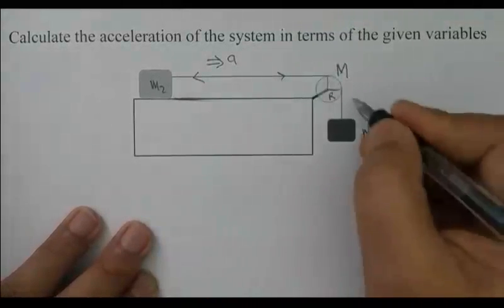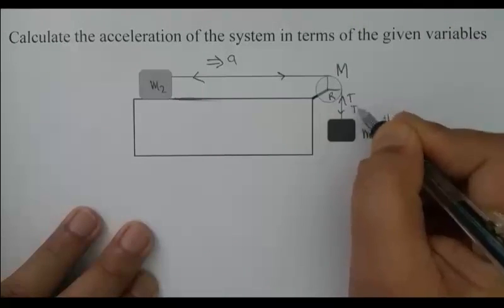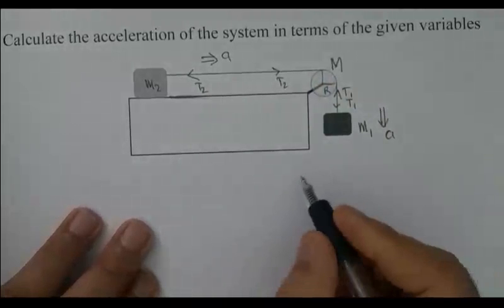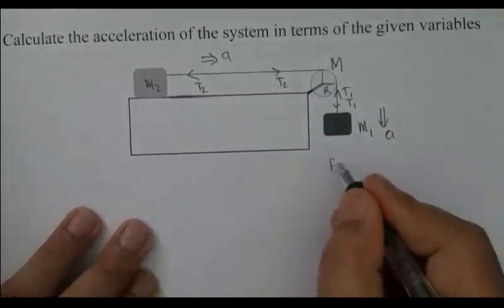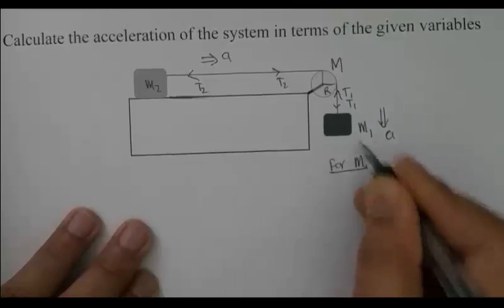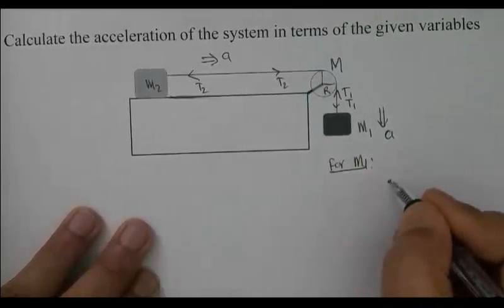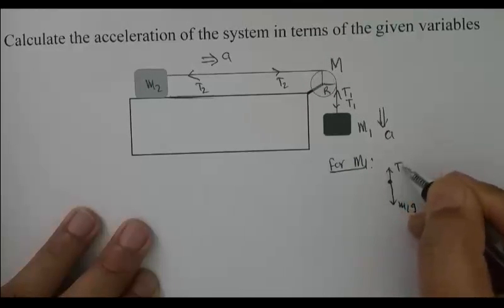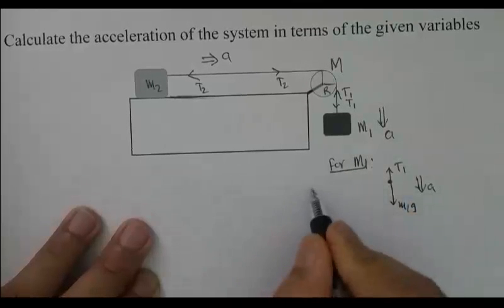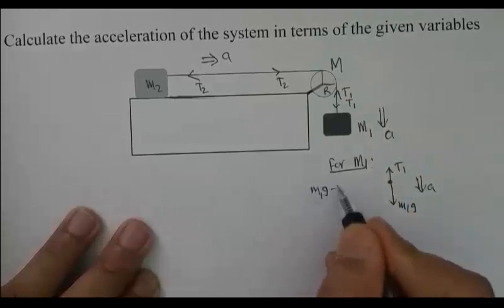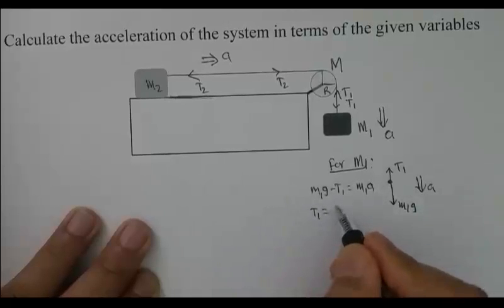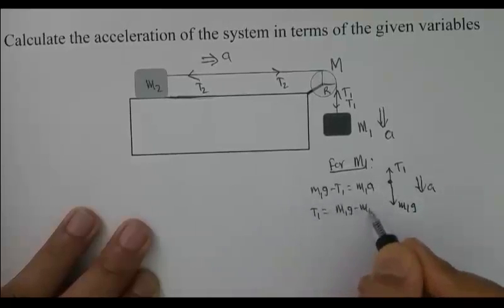Again, this tension will be different, so let's call this T1 tension, and this T2 tension, right? Again, you need three equations. For the free body diagram for M1, the falling mass, it's M1g downward because it's accelerating downward, and T1. So Newton's second law would be M1g minus T1 is M1a, right? And then T1 is M1g minus M1a, equation number 1.